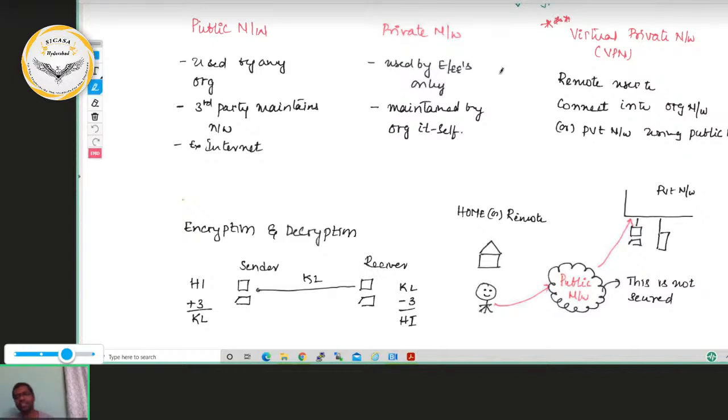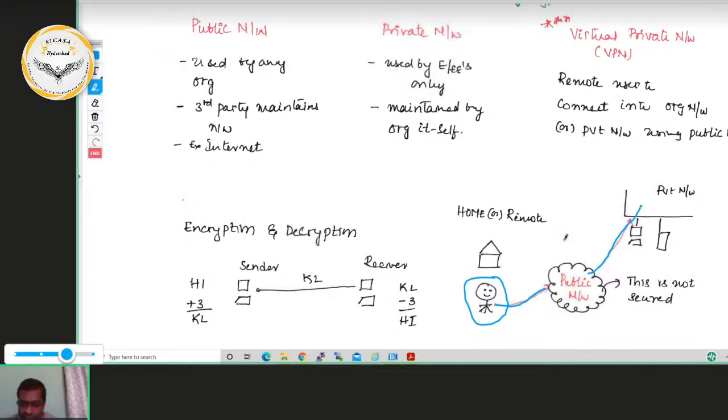So we already studied remote access. What do you mean by remote access? Remote access is nothing but if a user, from a home location or a remote location, enters into a public network, and through the public network enters into a private network. A public network can be accessed by any user, whereas a private network can be accessed only by the employees of that particular organization. So what exactly is a virtual private network?